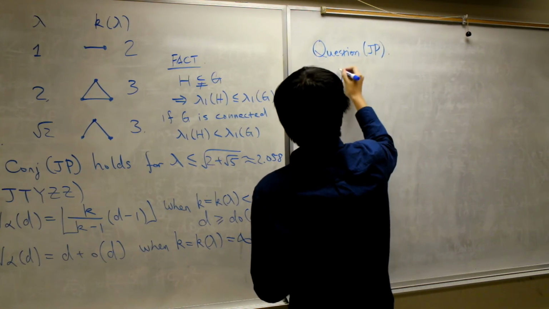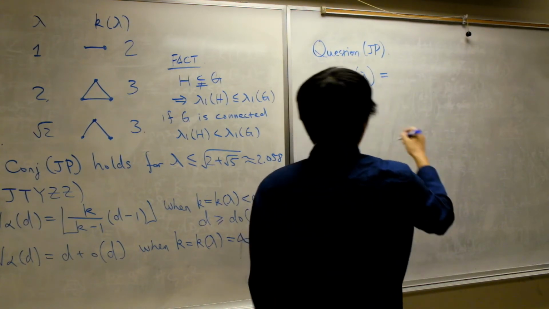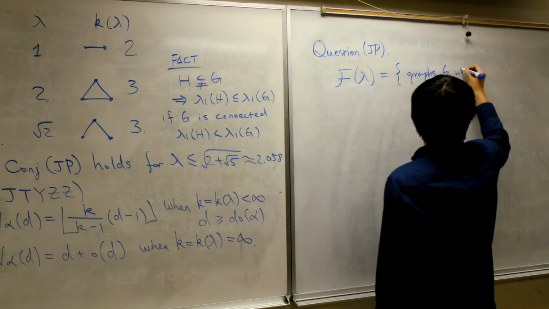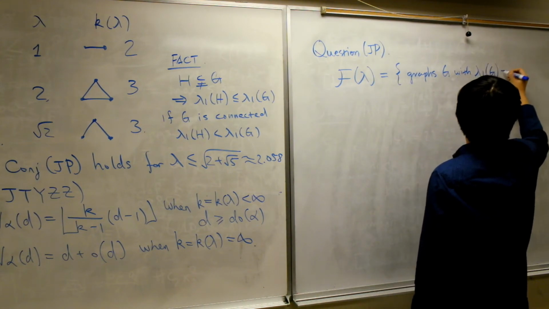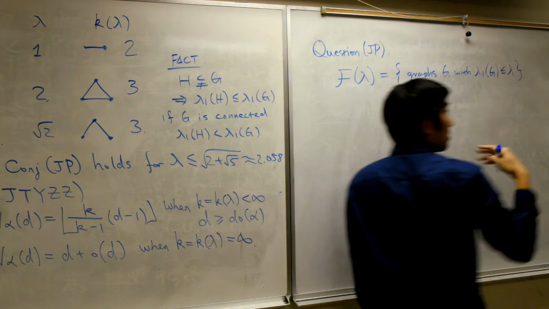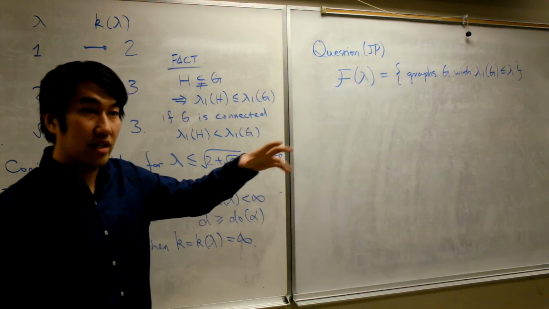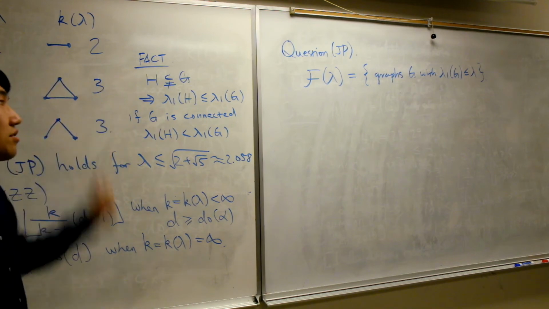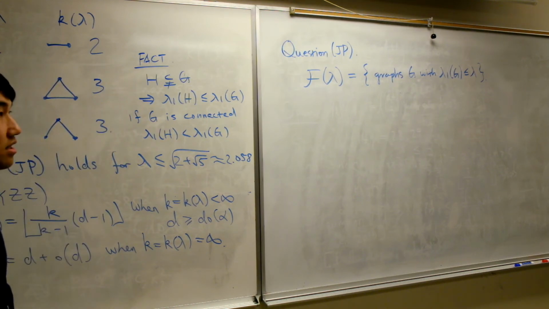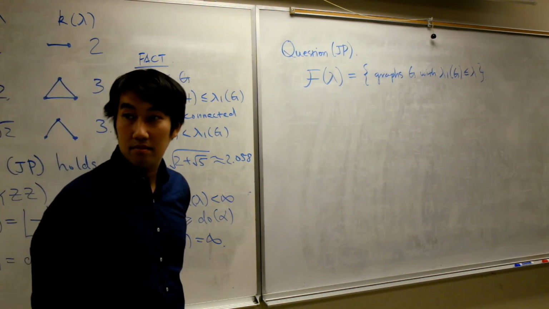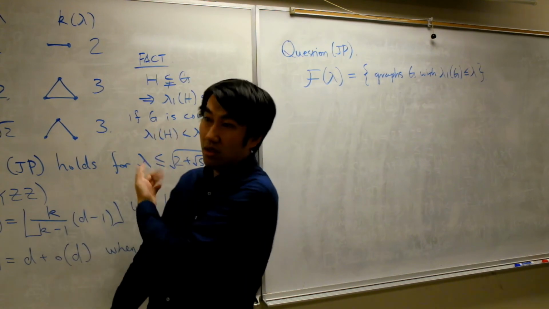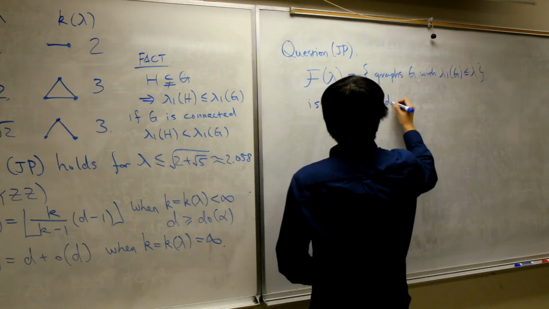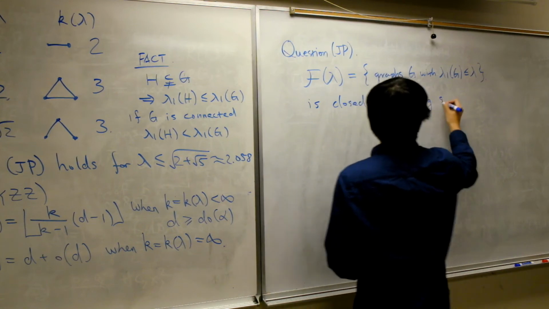Okay. So consider a family of graphs parameterized by lambda, which is a collection of graphs G with lambda 1 of G being at most lambda. So think about your favorite lambda and just collect all the graphs with largest eigenvalue at most lambda. Well, what kind of property do we know about this family of graphs? According to this fact, this family of graphs is closed under taking subgraphs. Okay, if you take a subgraph, it will have possibly smaller eigenvalue. So it's closed under taking subgraphs.